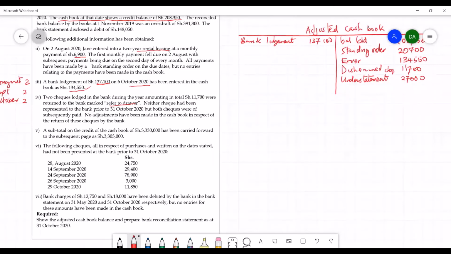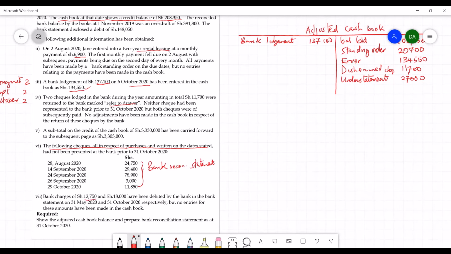The next information says that the following checks in respect of purchases were written on the dates stated, but had not been presented. Unpresented checks here are items of bank reconciliation. They are not adjusted in the cash book, but they go directly into the bank reconciliation statement.